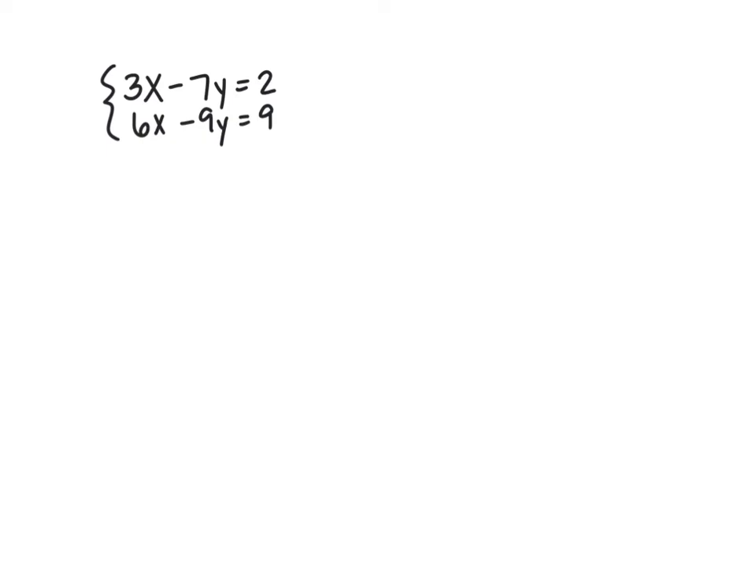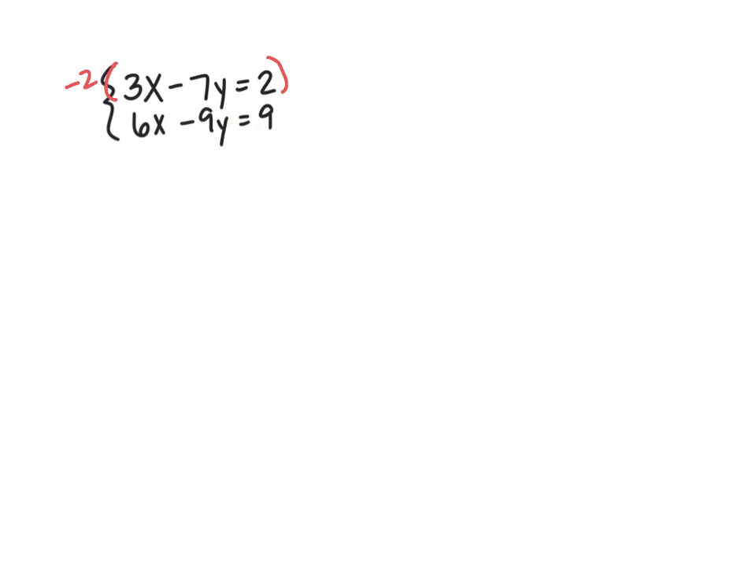All right, I am looking at my terms. I have a 3x and a 6x and a negative 7y and a negative 9y. If this was this, I could turn into a negative 6x if I multiplied by negative 2. 3 times negative 2 would be negative 6x. So I can make this one an opposite of this one. That's what I'm going to do. I will multiply the whole equation times negative 2.